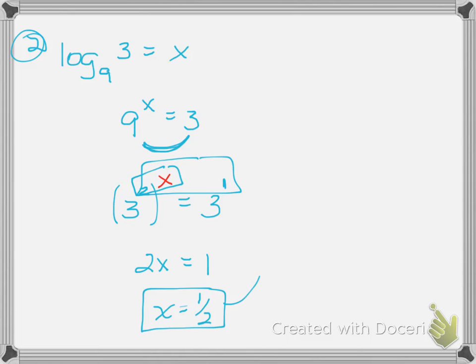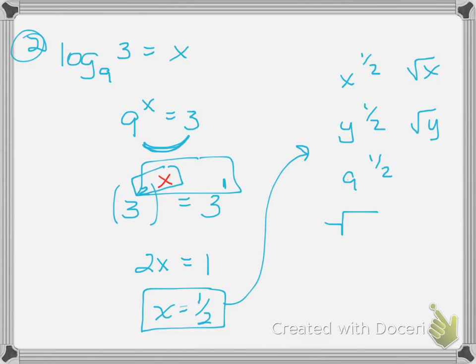Now the reason that makes a lot of sense, let's go over here for a second, is because anytime you have 1/2 as a power, x to the 1/2, y to the 1/2, 9 to the 1/2, which is what we have here, that 1/2 indicates the square root. So this would be the square root of x, the square root of y, the square root of 9. And if you think about it, why does this make sense? Well, the square root of 9 definitely equals 3.